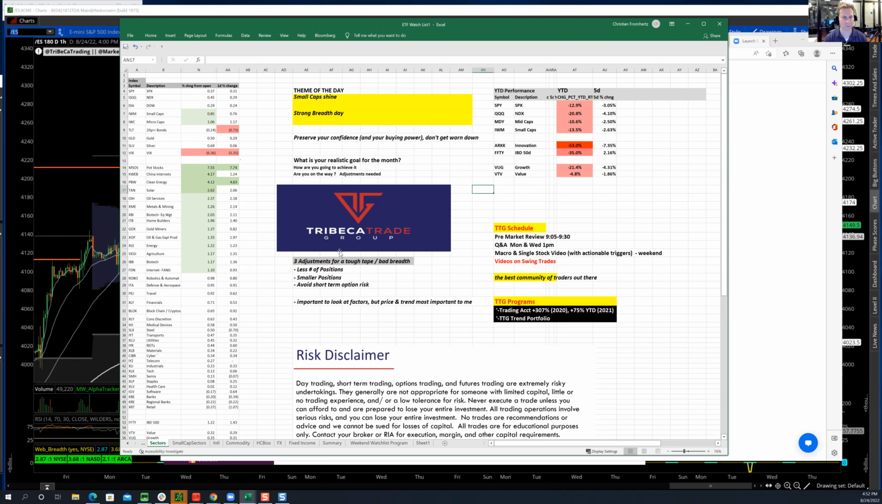Well, we had a nice day for the averages. They squeaked out some gains. The small caps definitely led. Small caps were up about 0.75%. The Qs, S&P were up just around 30 basis points for the day.